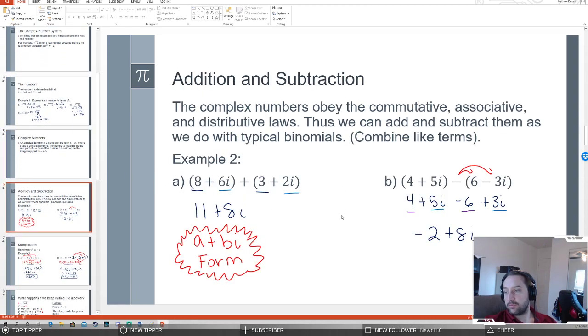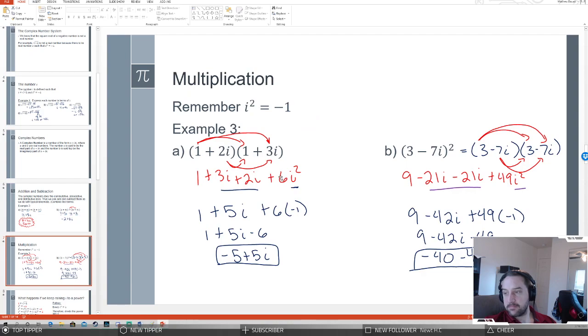We were able to add and subtract them. So it was just like combining like terms. 8 plus 3 was 11. 6i plus 2i was 8i. We were able to multiply them. So in this instance, if we did the box or distributing, the most important piece is the 2i times the 3i was 6i squared. Well, the i squared became -1. Yeah, it's showing up. Good. And so just again, combine like terms.